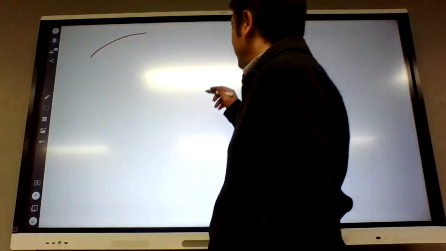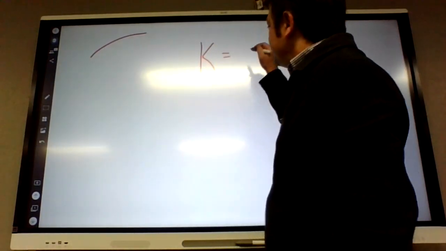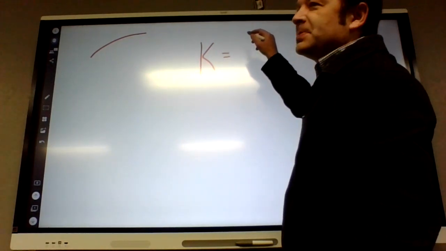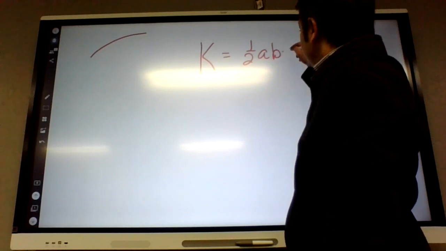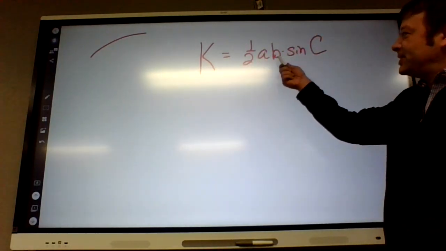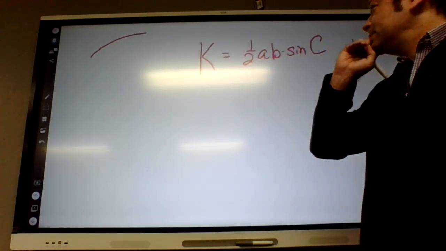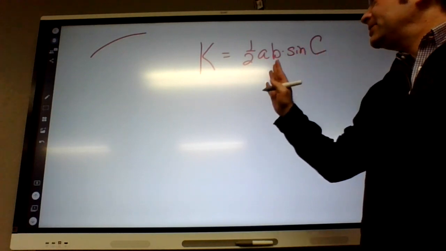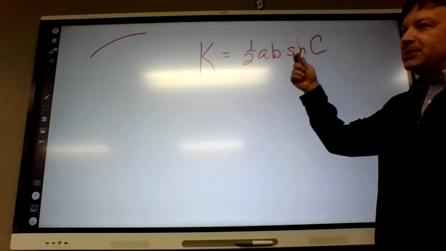You guys remember the area formula from yesterday? For some reason they use K. Is it one-half times one side times another side times the sine of the angle in between? Yeah, one-half times side times side times the sine of the angle in between. You don't need a height to find the area of a triangle if you have basically side, angle, side.